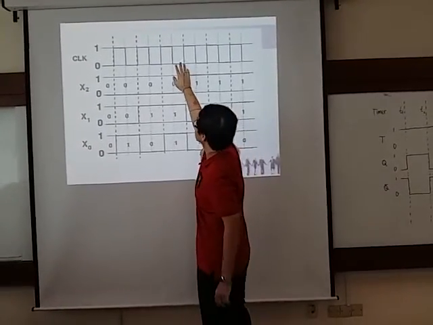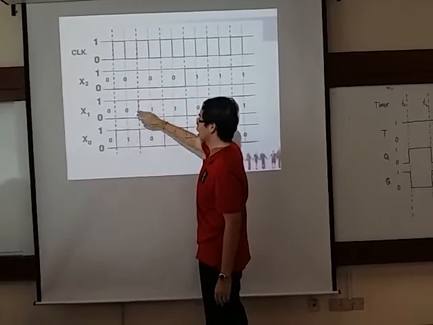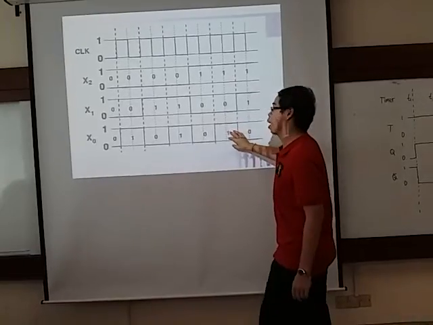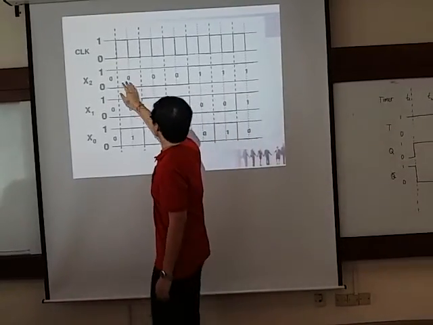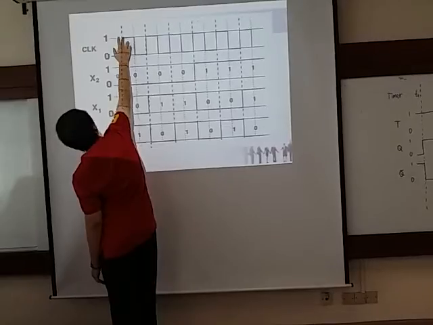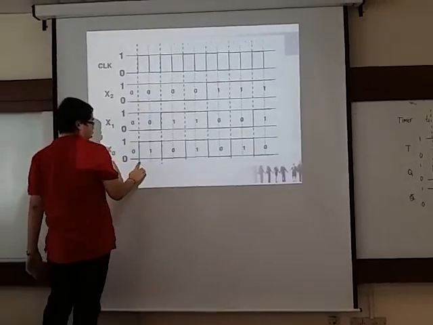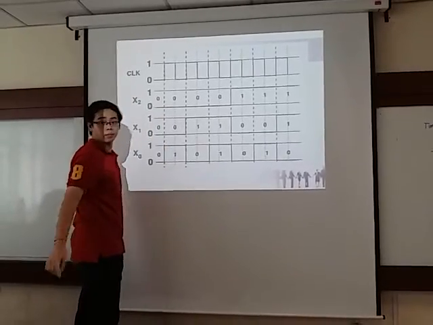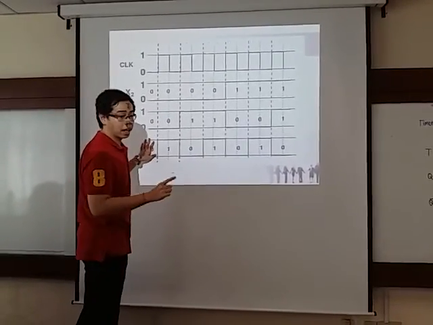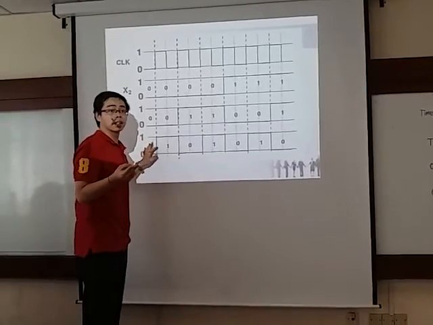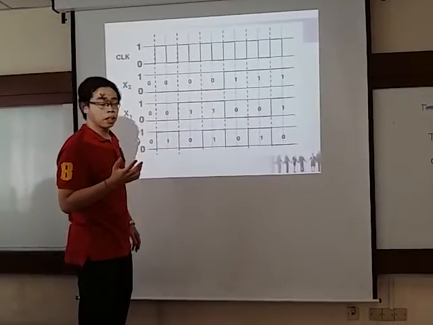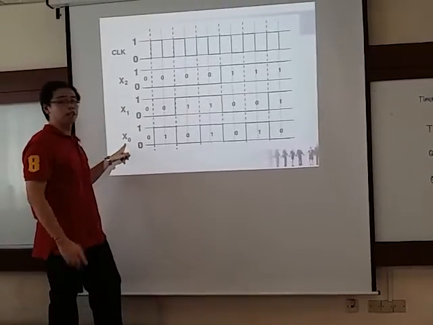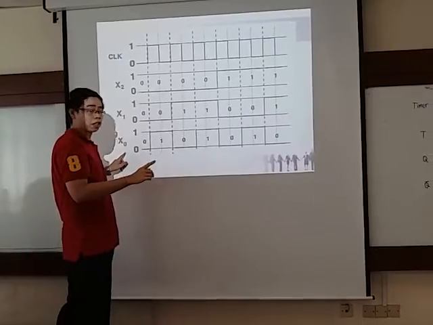The clock as usual, then X0, X1, and X2. X0, X1, and X2 are the outputs. You can see when the clock toggles to 1, X0 also toggles, but X1 and X2 won't toggle. Why? Because X1 and X2 toggle depending on the negative edge of X0, that means the X0 bar, the reflection of X0.